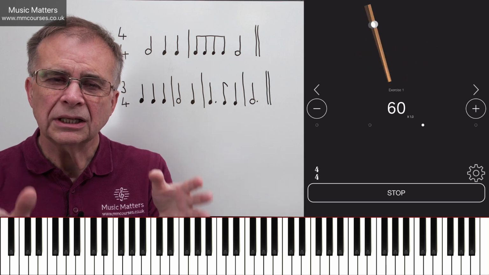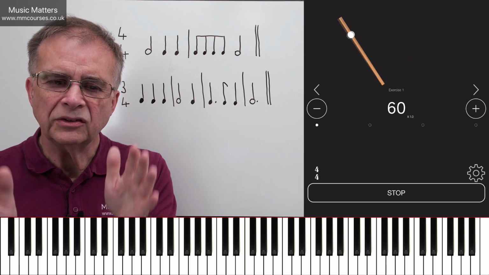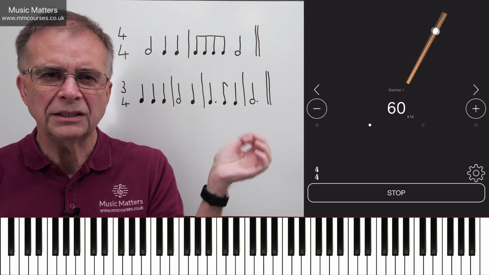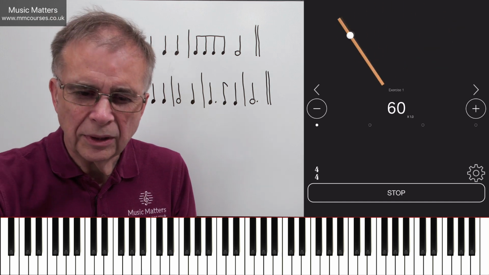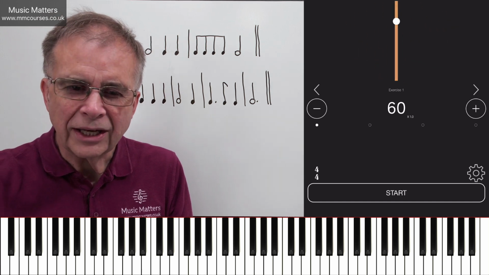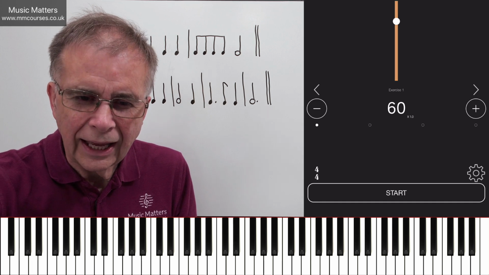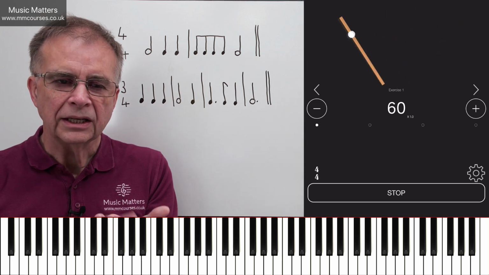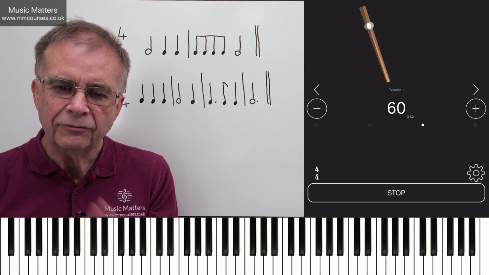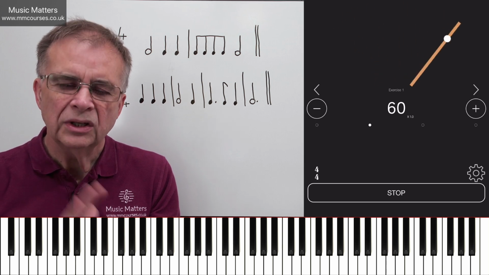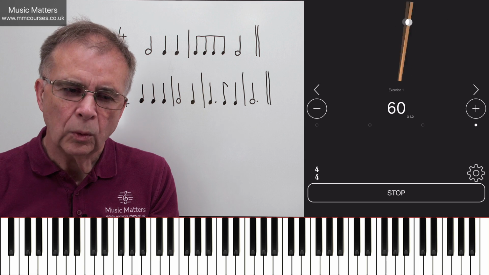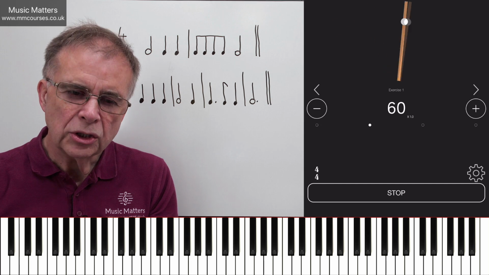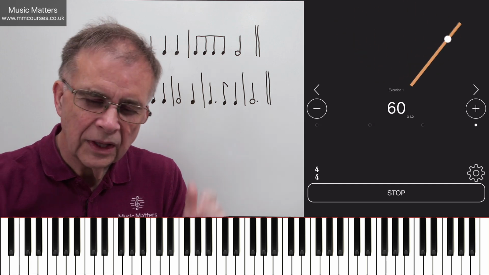Just trying to get used to clapping that pulse. Absolutely bang in time. And it's quite easy just to be slightly in front of the metronome, slightly behind it, to have some kind of irregular pulse going there. All right, let's just try that one again and see if we can do that quite happily. Ready, go. 1, 2, 3, 4. 1, 2, 3, 4. 1, 2, 3, 4. 1, 2, 3, 4. Okay.